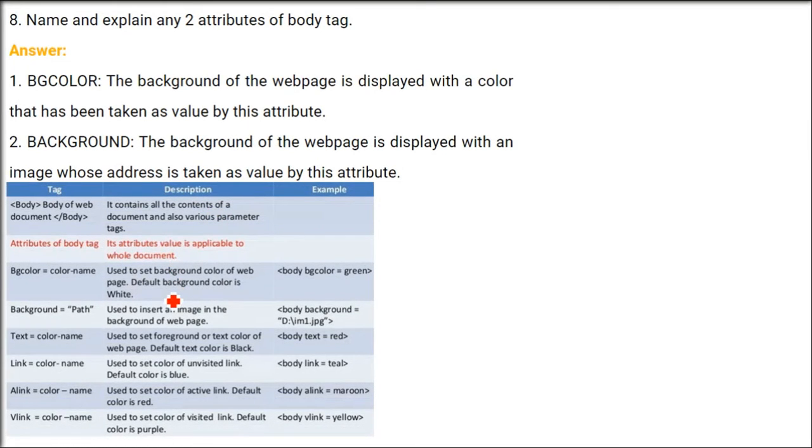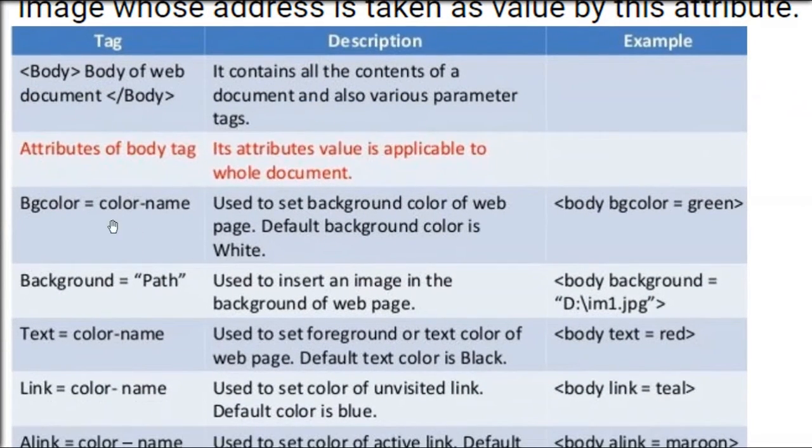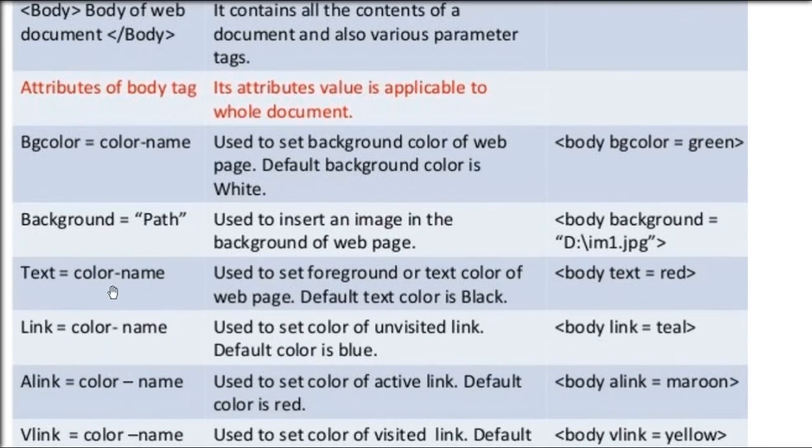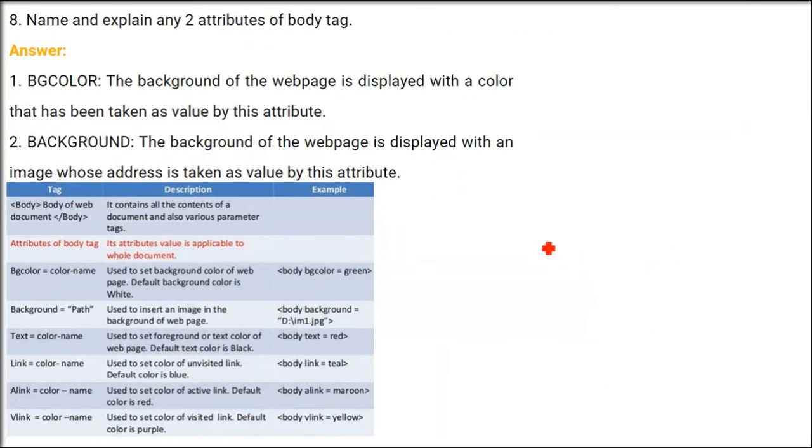Name and explain any two attributes of the body tag. The body tag has a number of attributes like bgcolor, background, text, link, alink, vlink. When you start with the body, first is bgcolor. If you want to set the background color of the web page, the default color is always white. With background, you can show an image in the background of the web page. With text, you can change the text color. Link we have already seen: link, alink and vlink.